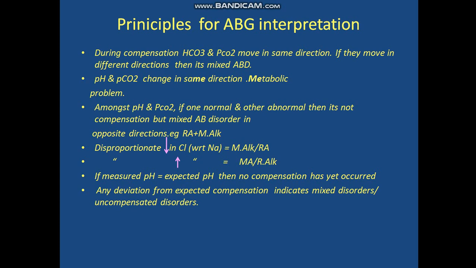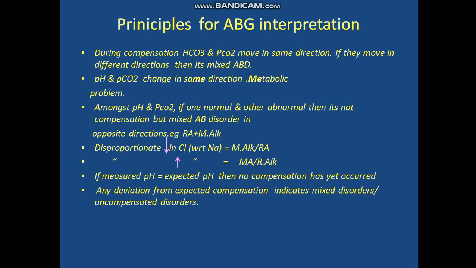The principles of ABG interpretation. During compensation, bicarbonate and PCO2 move in the same direction. If they move in different directions, then it's a mixed acid-base disorder. For example, in metabolic acidosis, the bicarbonate level will drop, and what compensation is expected? A carbon dioxide drop from the side of the respiratory system. And in alkalosis, where the bicarbonate level rises, there is a compensatory rise in the PCO2.